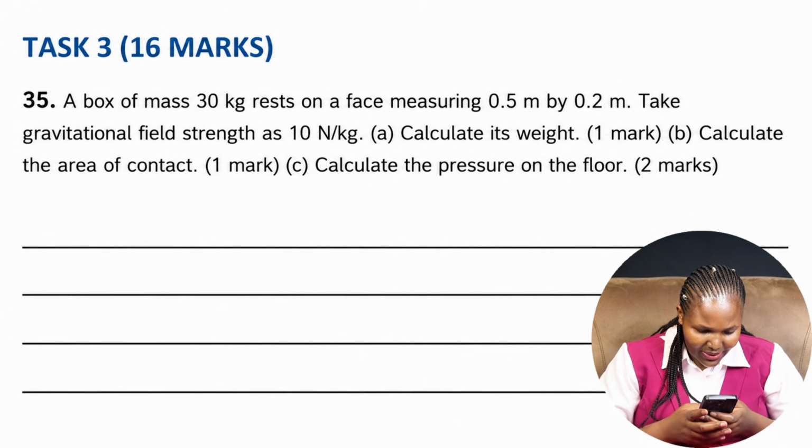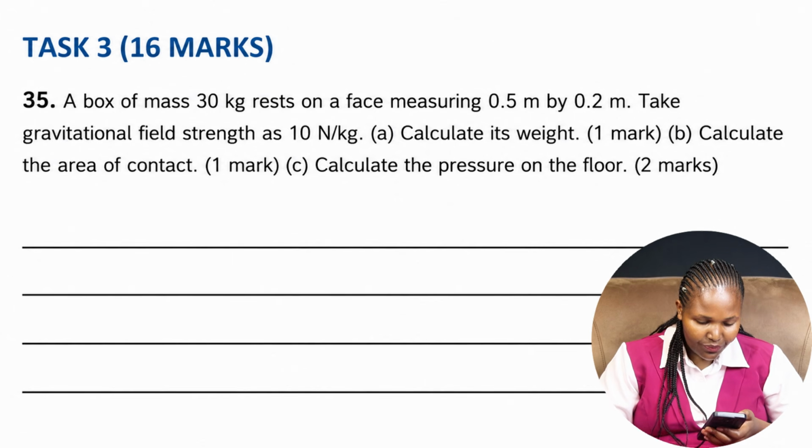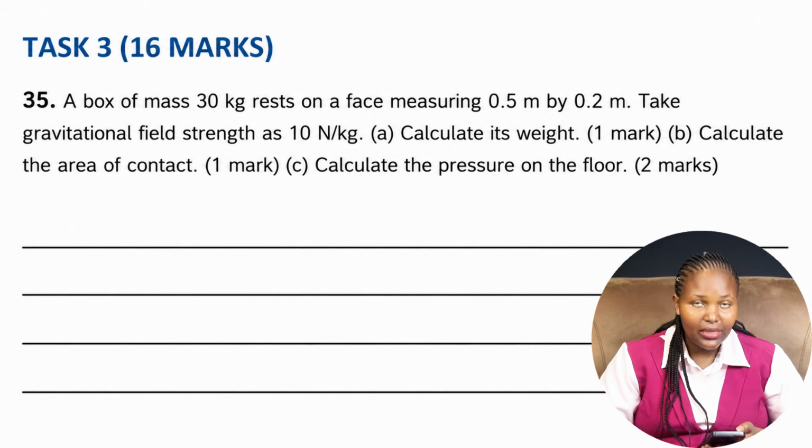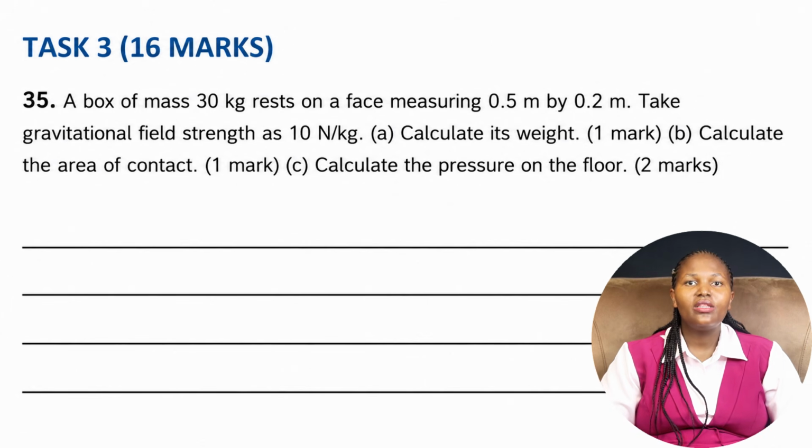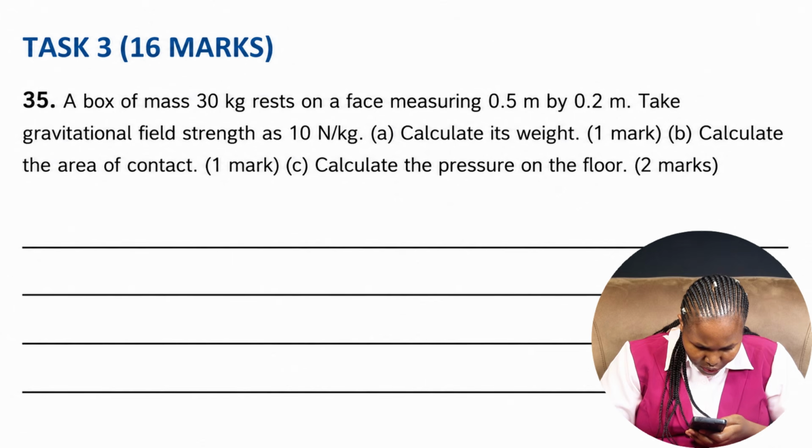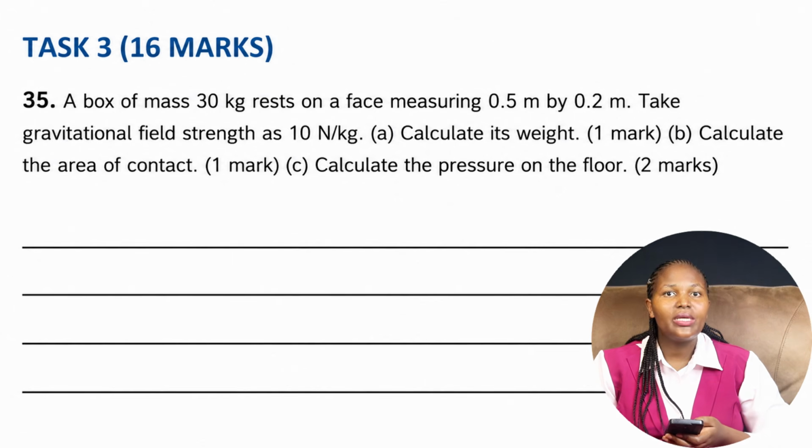A box of mass 30 kg rests on a face measuring 0.5 meter by 0.2 meter. Take gravitational field strength as 10 N per kg, and then A, calculate its weight, and then B, calculate the area of contact, and then C, calculate the pressure on the floor. This question is also very interesting. For this question, we need to work with formulas. We first need to calculate the weight.